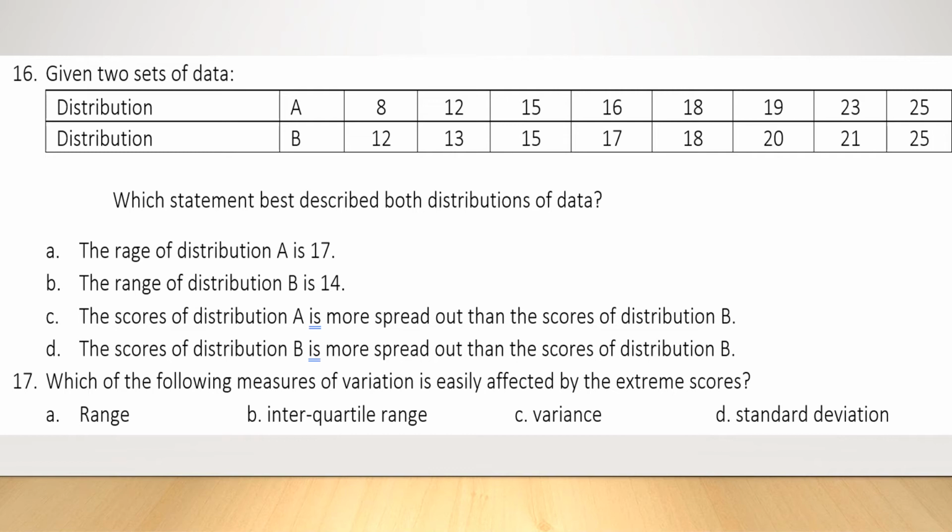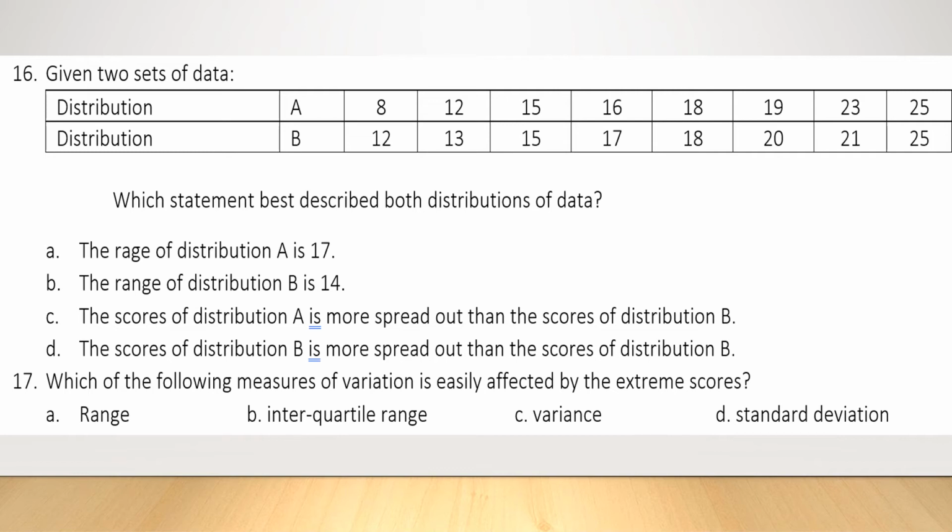Because the range of distribution A is greater than the range of distribution B. Okay, ayun, nasabtan ra. Number 17. Which of the following measures of variation or measures of variability is easily affected by extreme scores?